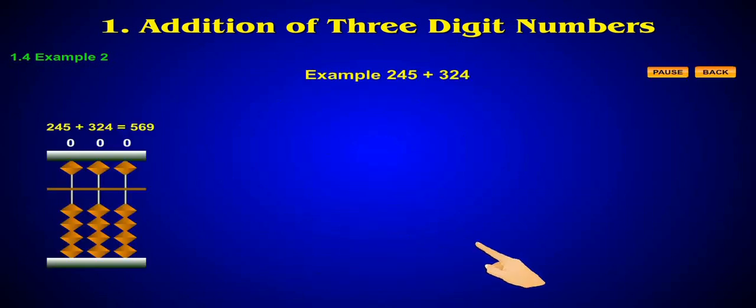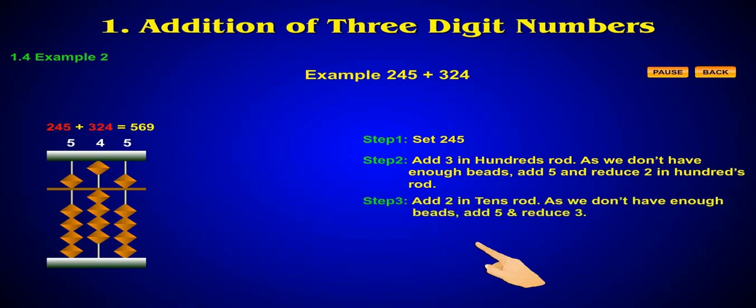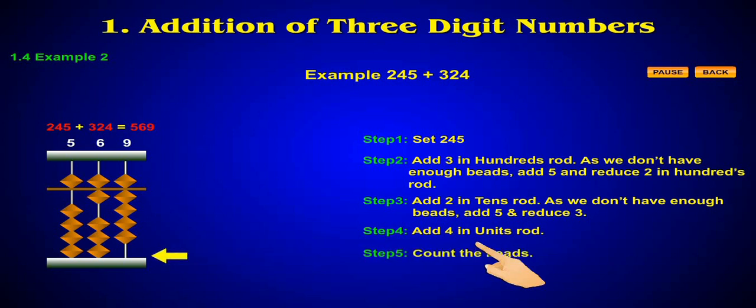Example: 245 plus 324. Step 1. Set 245. Step 2. Add 3 in hundreds rod. As we don't have enough beads, add 5 and reduce 2 in hundreds rod. Step 3. Add 2 in tens rod. As we don't have enough beads, add 5 and reduce 3. Step 4. Add 4 in units rod. Step 5. Count the beads.